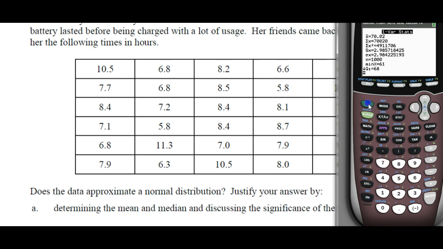So turn the calculator on. You go second function 4, which is memory. Number 4 is clear all lists. Hit enter. Clears your lists, right? Stat, edit, into L1, right? All of those into L1.